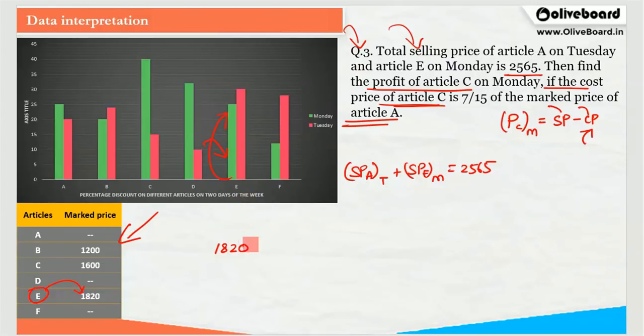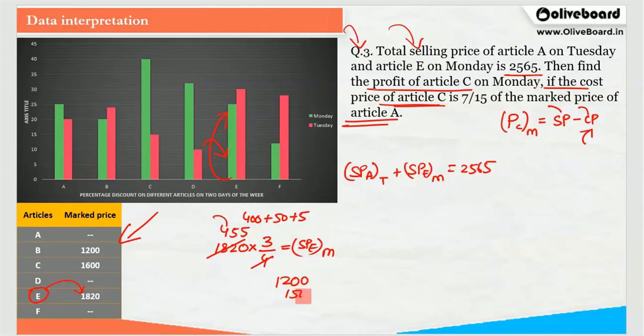So I have to find 75% of this much. Now 75% is basically 3 by 4. If I cancel 4 from here, I will have 455, and this will be the selling price of E on Monday. Now I have to multiply 455 by 3. How am I going to do this? I will segregate 455 into 400 plus 50 plus 5. If I multiply 400 by 3, I get 1200. 50 by 3 is 150, and 5 multiplied by 3 is 15. If I add these three numbers, I get 1365.